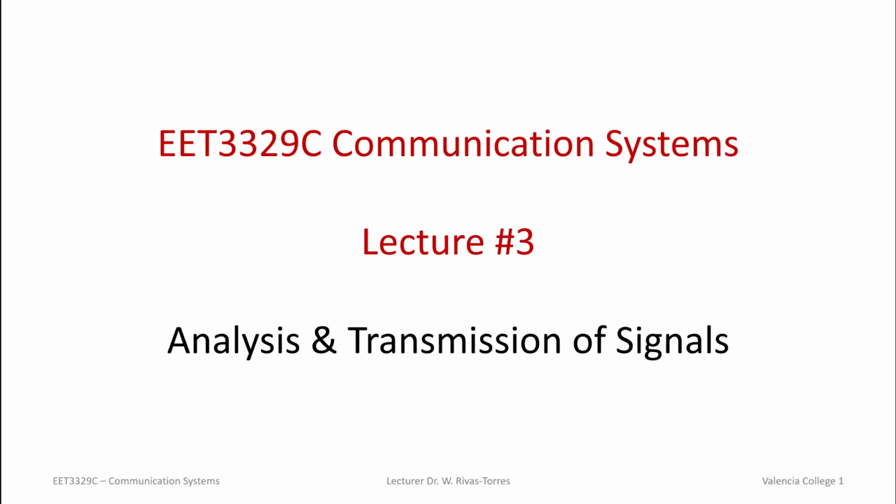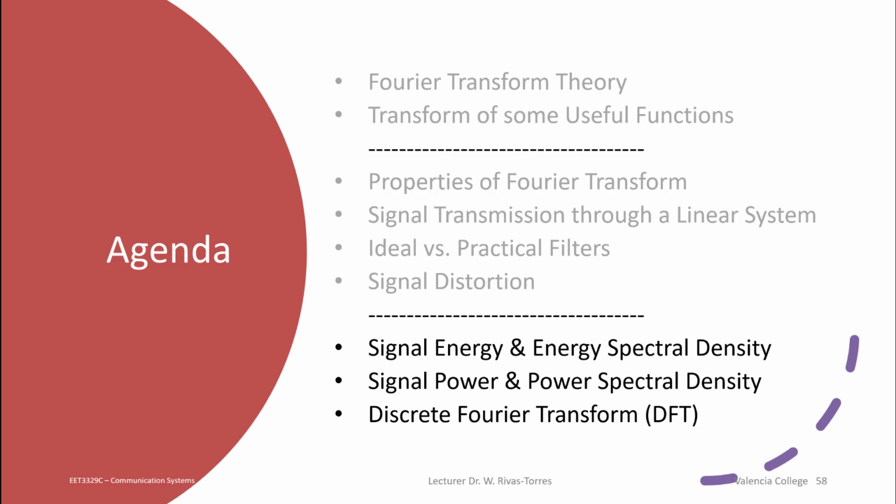It had a total of 3 parts, and we are talking about analysis and transmission of signals. In part 3, what we're going to talk about is signal energy and energy spectral density, the signal power and power spectral density, and finally, we'll talk about the discrete Fourier transform and how we will implement that in our computer program, Octave or MATLAB, using the FFT, which stands for the fast Fourier transform.